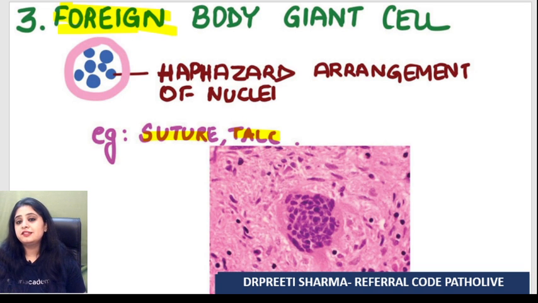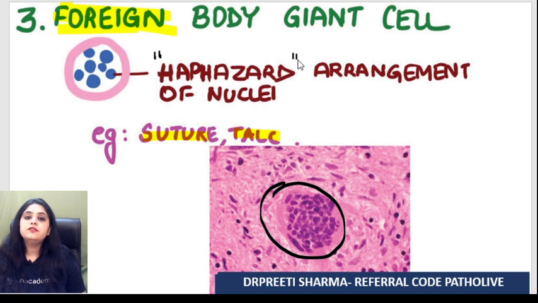Foreign body giant cell. It's the easiest because this giant cell has no arrangement. See, the nuclei are all over, they're all scattered. Haphazard arrangement of nuclei is the foreign body giant cell.